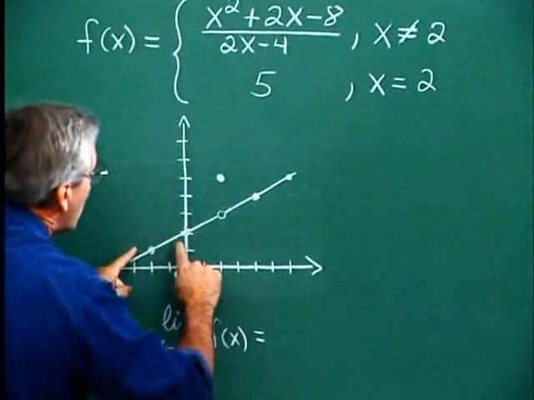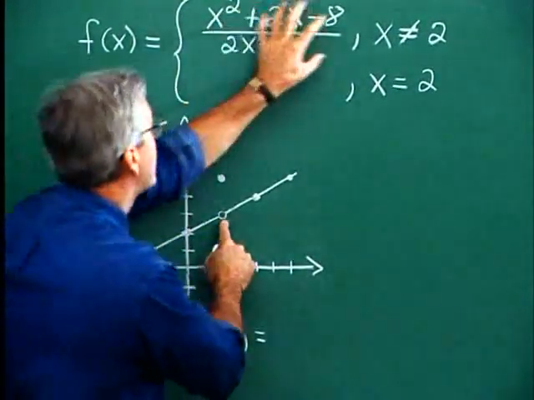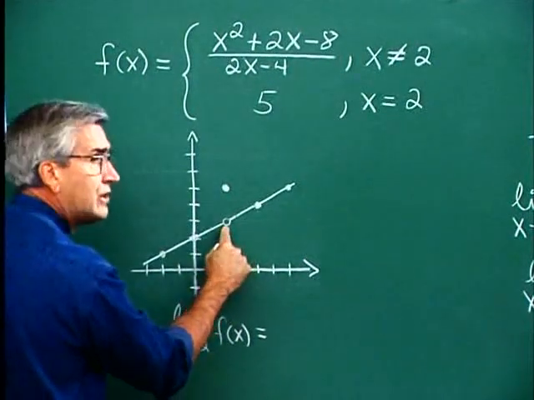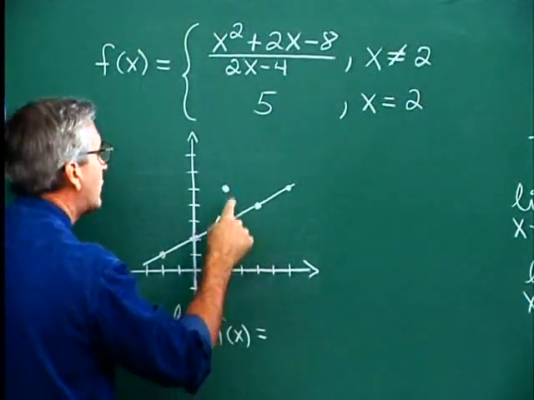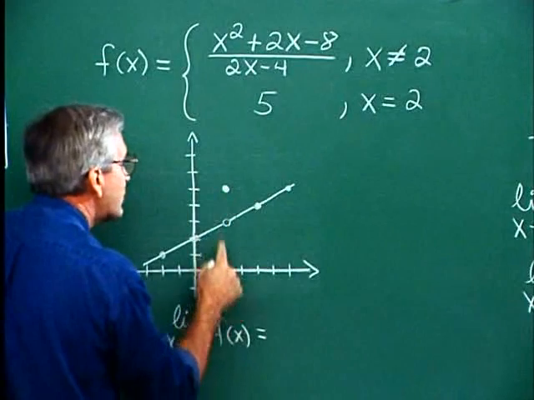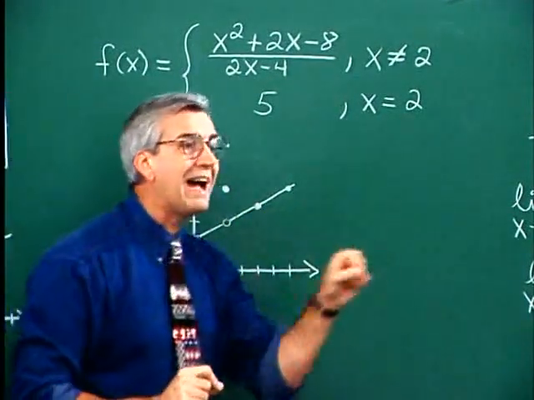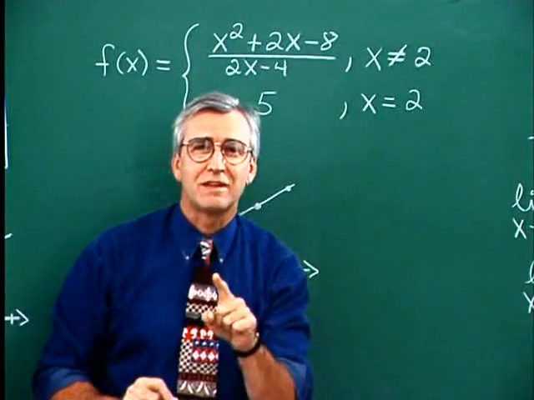You see, in this part of the definition, the function is undefined when x is 2, but we're defining f of x to be 5 when x reaches 2. So f of 2 is 5. But is that the limit?